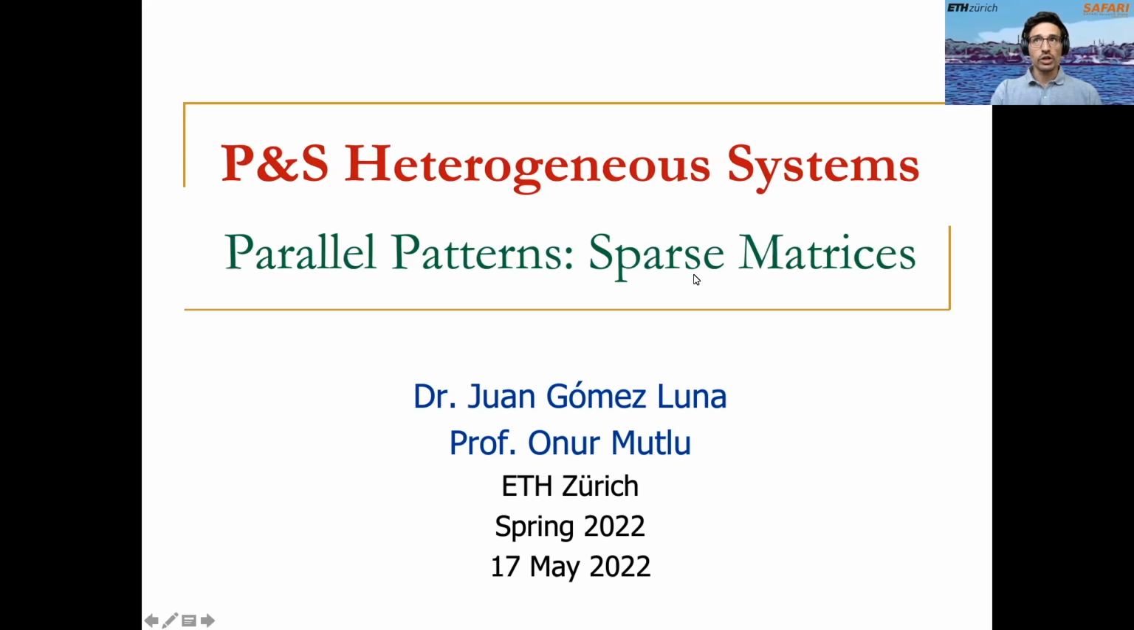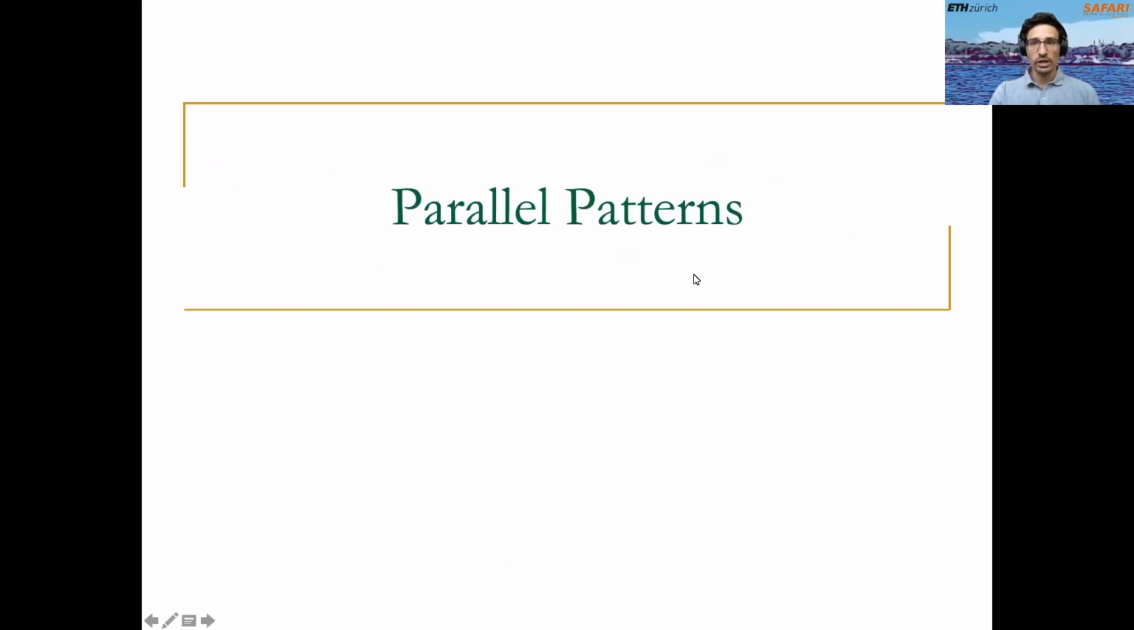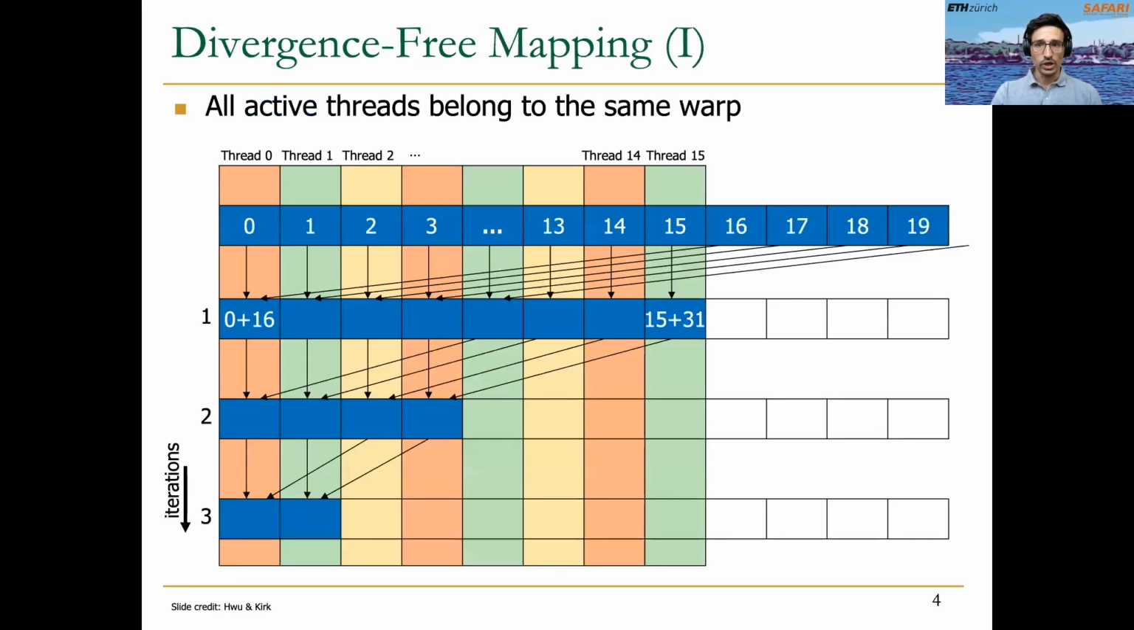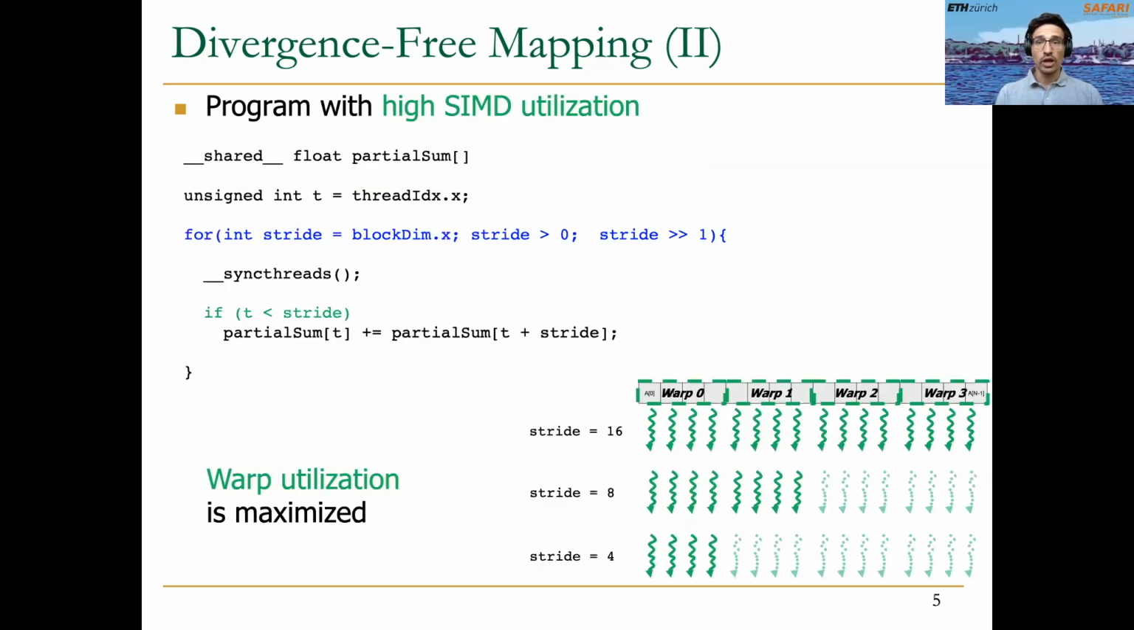Remember that in previous lectures, we have covered other important parallel patterns. The first one of them was the reduction operation, which is an operation that reduces a set of values to a single value. It requires an operator that is associative, commutative, and has an identity value. And this is one of the key primitives in parallel computing. For an optimized high performance reduction on GPU, we have to be very careful about intra-warp divergence, and we have to map data to threads or threads to data in a way that we minimize warp divergence, and this way we maximize the warp utilization.